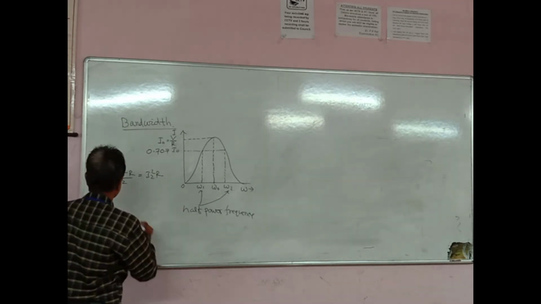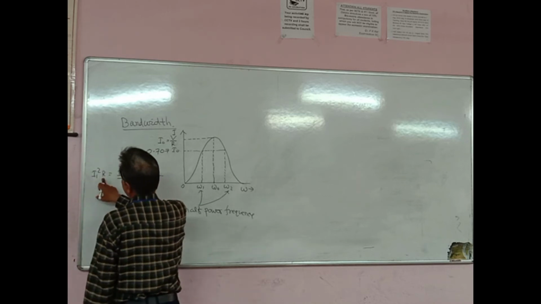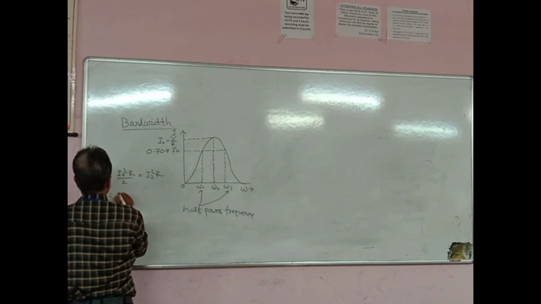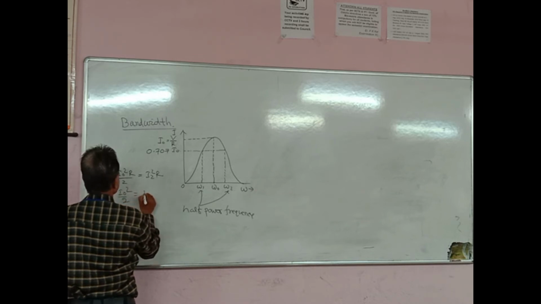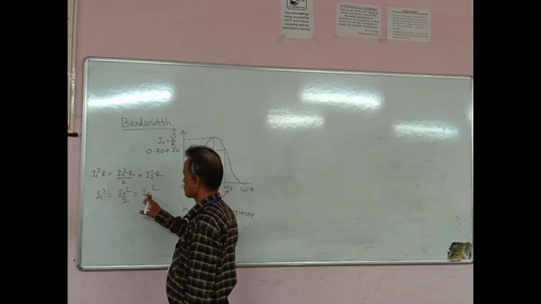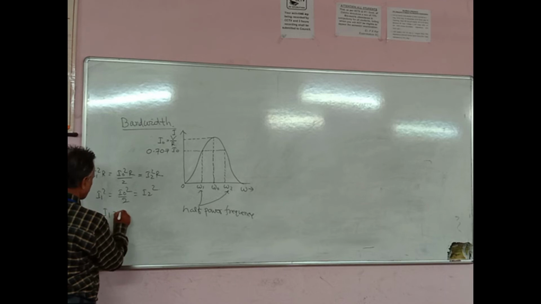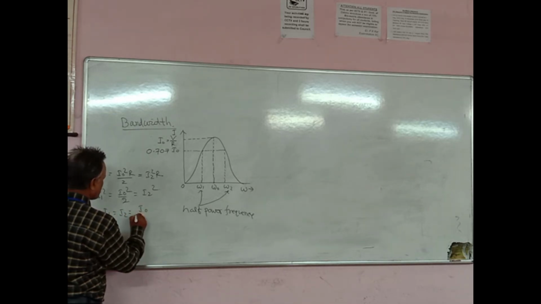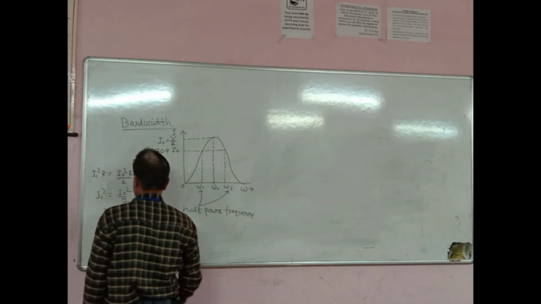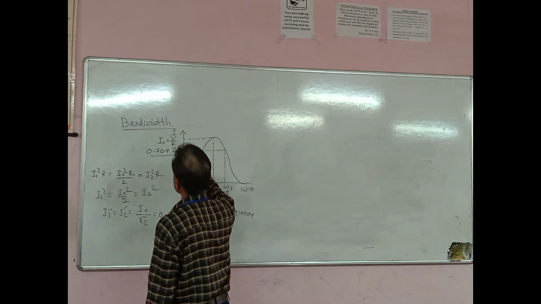So this condition also satisfies. By deleting the R portion in each term, I1 square is equal to I0 square by 2, which is equal to I2 square. So I1 is equal to I2 is equal to I0 divided by root 2, which comes to 0.707 I0. So these are the half power currents, whose value is 0.707 I0, which I have mentioned here.